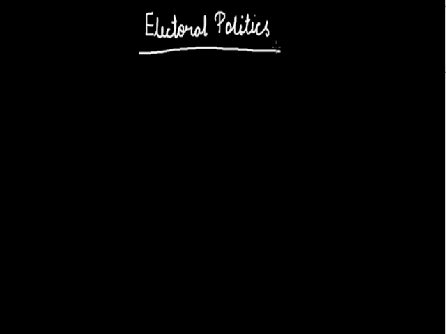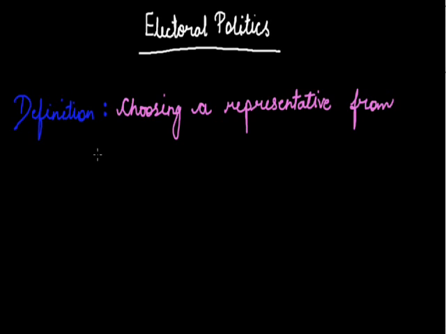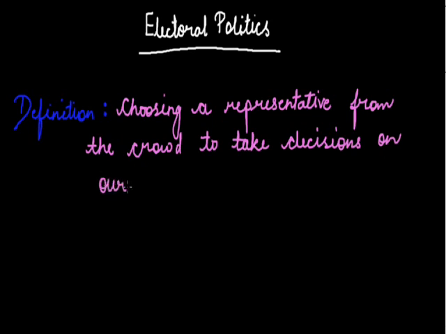So, if we have to define election, taking an example from this story, we can say that it is choosing a representative from the crowd or from the common people to take decisions on our behalf. Now, why is it important to elect one person or representative to take decisions on your behalf? Why can't everybody take decisions on their own? The question that rises up here is, why do we need elections?